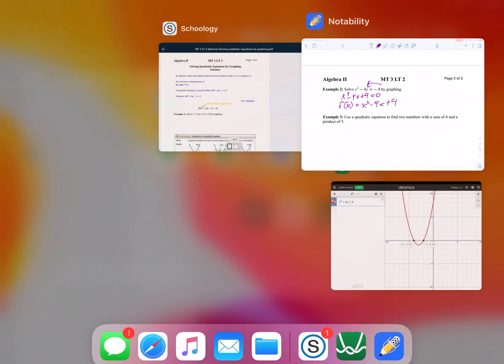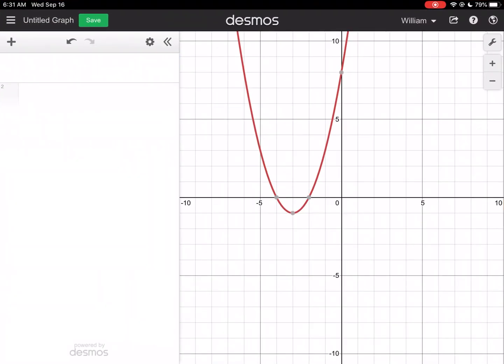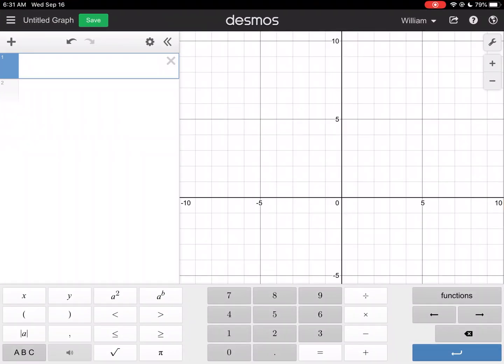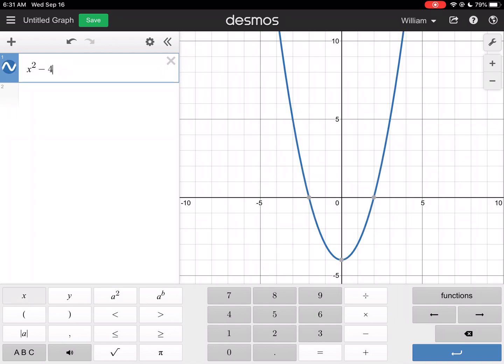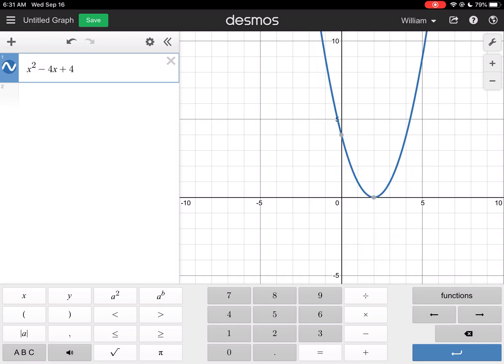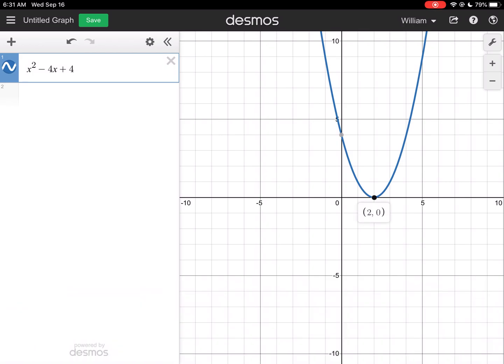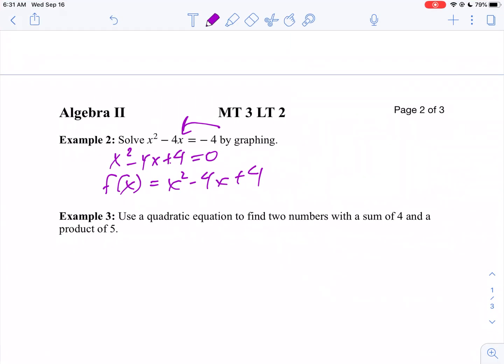Let's go ahead and graph that. So f of x equals x squared minus 4x plus 4. Notice on this one, our parabola only touches the x-axis at one point. You have one solution, so x equals 2.